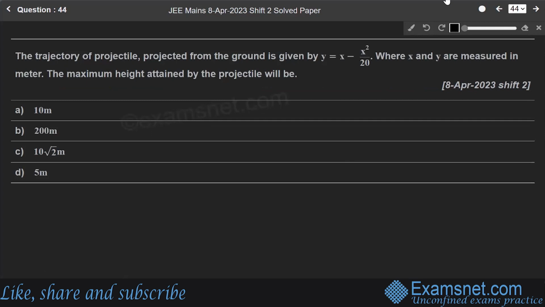Now moving towards our next question, question number 44. It says that the trajectory of a projectile projected from the ground is given by y equals x minus x square over 20, where x and y are measured in meters. The maximum height attained by the projectile will be. This question is directly from the chapter of kinematics.